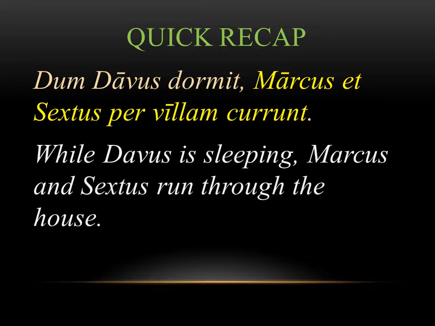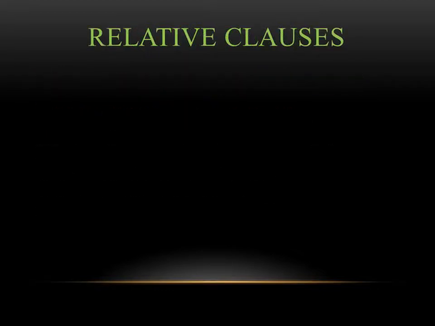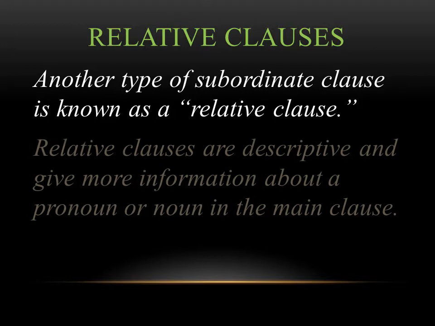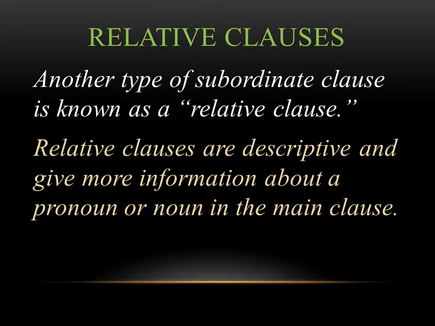So again, when we're talking about clauses, you want to think of a sentence or part of a sentence that has its own subject and verb, but it's explaining the main part of the sentence. So this new type of subordinate clause is something we call a relative clause. And again, relative clauses are descriptive, meaning they're giving you more information, and they're referring to a pronoun or a noun in the main clause. And I'll show you what I mean in a second.